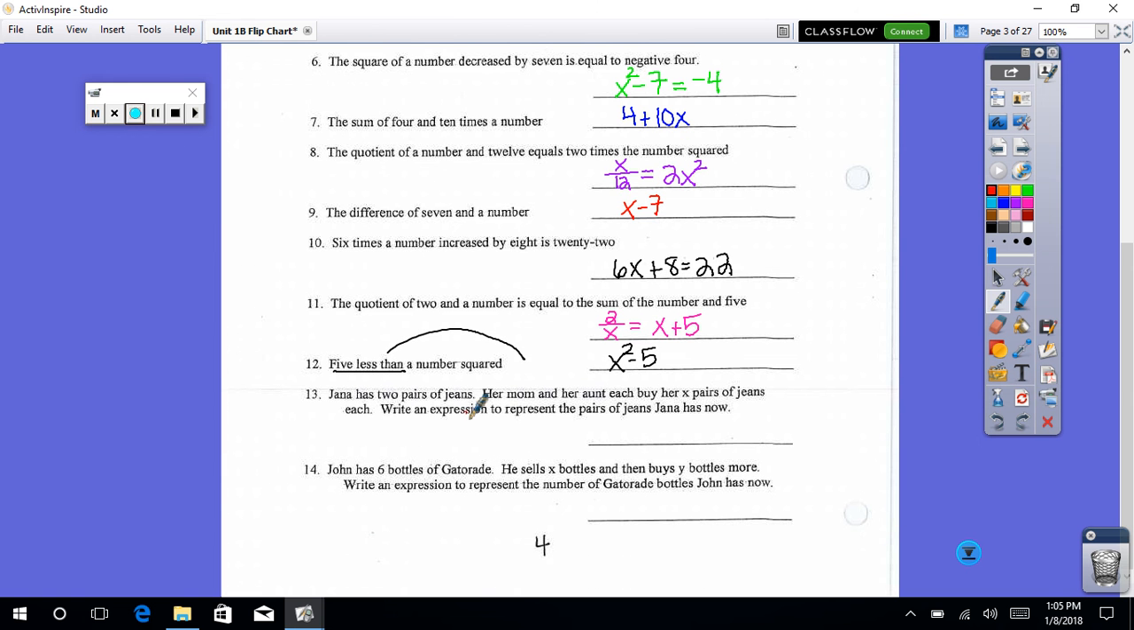Okay, and then actual word problems. Jana has 2 pairs of jeans. Her mom and her aunt each buy her X pairs of jeans each. Write an expression to represent the pairs of jeans Jana has now. Okay, so if she already has 2 pairs, and then her mom buys her a pair, her X pairs, and her aunt buys her X pairs. Okay, that's what it would look like, or we can simplify it and say 2 plus 2x.